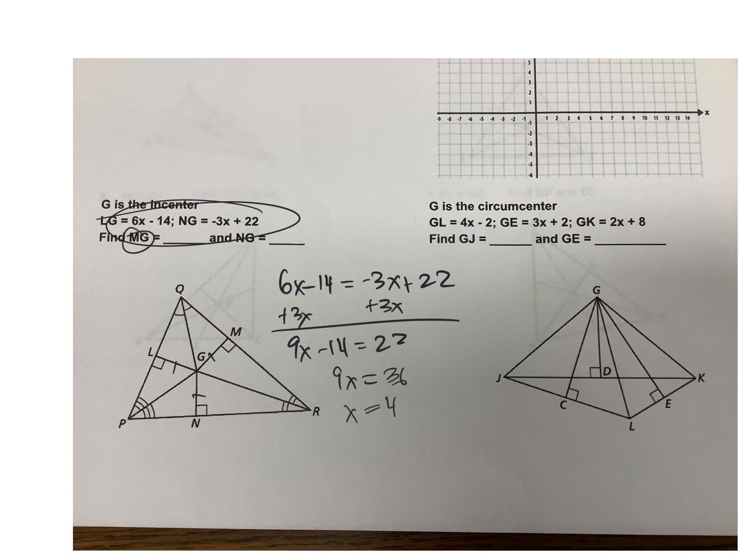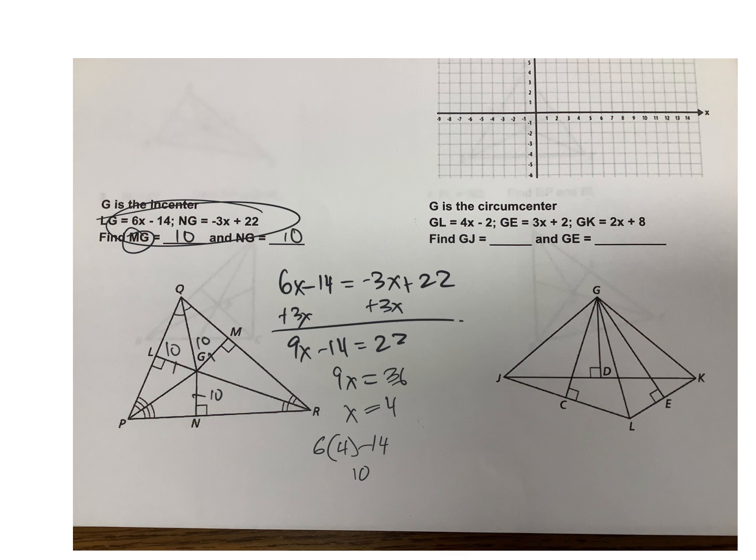Now it wants to know MG. We don't have anything for MG, so we have to figure out one of these other ones. We substitute x in for the LG expression. So 24 minus 14 is 10. Each of these is 10, so now we can say MG is 10, and NG is the same thing, 10.